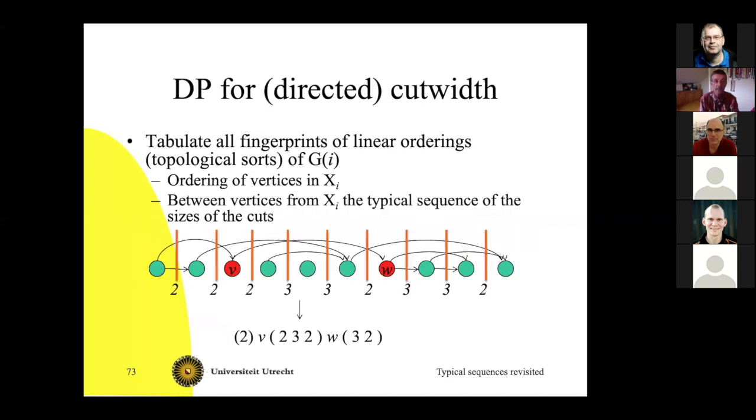So how does the DP algorithm for cut width look? It's quite similar to pathwidth. What we are going to do is divide our sequence into parts, where every part is separated by a vertex in the bag. So if we have, for instance, vertices V and W in our bag, then we have three parts: everything before V, everything between V and W, and everything after W. For each of these parts, you look at the sizes of the cuts, and for this sequence of sizes of cuts, you take the typical sequence. And this is the fingerprint.